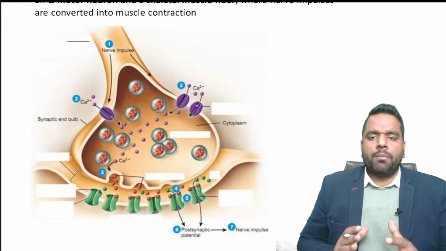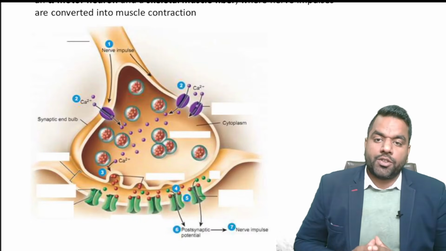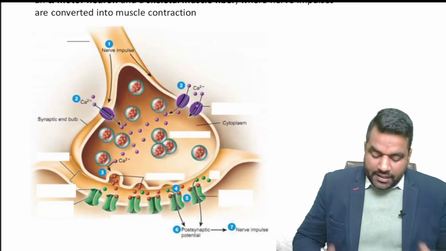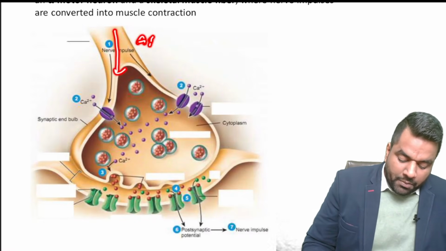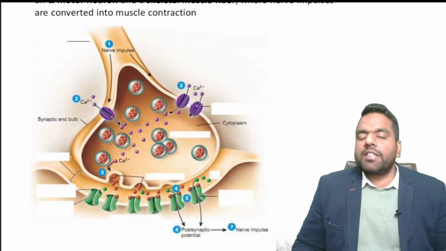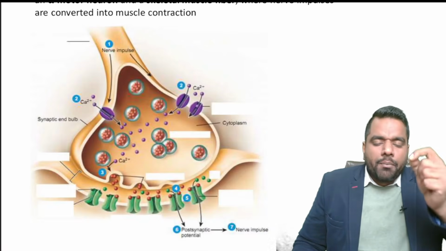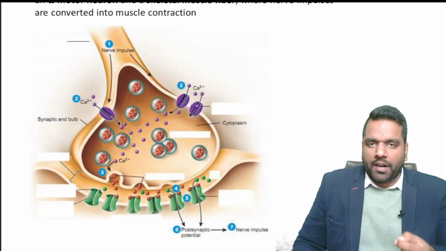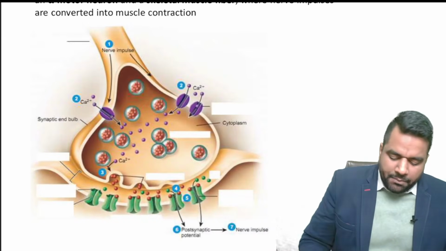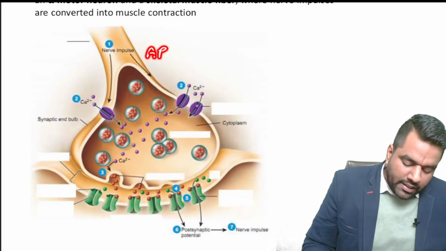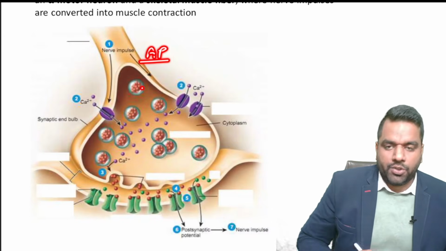What is the step-by-step sequence for the functioning of this neuromuscular junction? The first thing is that the action potential comes from the above side. The action potential, which is a type of current, is coming from this axon part, from the upper side to the downside. So the first step is that the action potential comes and reaches the axon terminal.